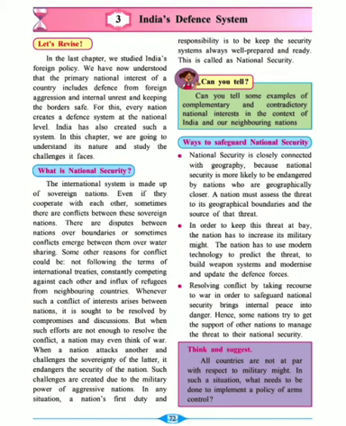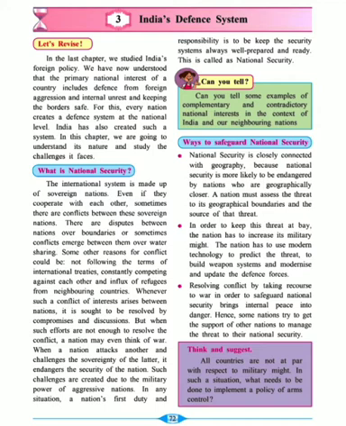So today we are going to do chapter number 3 of Civics, which is India's defense system. Now let's revise. In the last chapter we studied India's foreign policy. We have now understood that the primary national interest of a country includes defense from foreign aggression and internal unrest and keeping the borders safe.